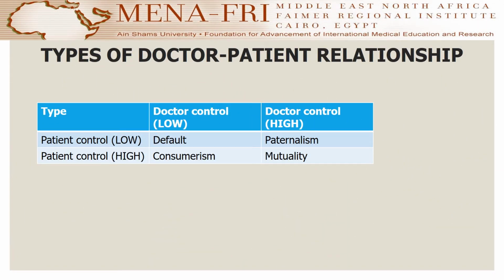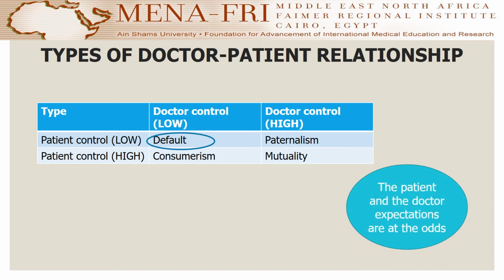The last type occurs when the doctor control is low and also the patient control is low, and this is called the default type, in which both the patient's and the doctor's expectations are at odds.